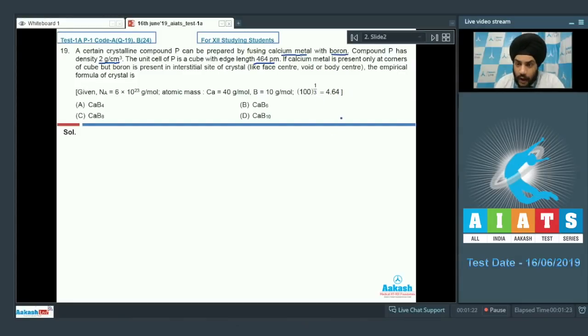Students, if we talk about the lattice which is given to us, there are calcium atoms present at only one corner. So the effective number of calcium atoms present in one unit cell is going to be 1. So Ca1. The number of boron we have to find out. So let us assume that the crystal is CaBn. If we talk about the density data which is given to us, we have D is equal to Z into the molar mass upon Na upon a cube.